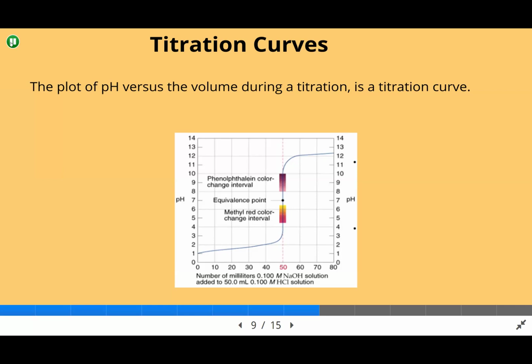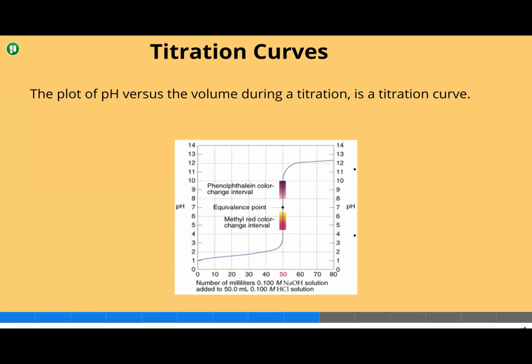The curve sweeps up and to the right as NaOH is added, beginning at a pH below 7 and ending at a pH above 7. So that equivalence point in this case is reached at 7. And our indicator, for example, if we use phenolphthalein, it will change color between a pH of 8 and 10. But if we choose methyl red, we'll get that color change at a pH of 5 to 6.